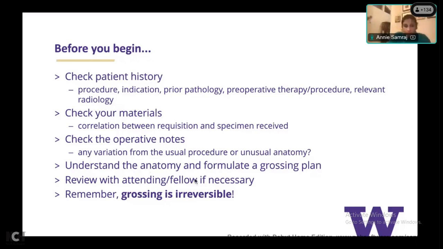It's important to understand the anatomy before even touching the specimen, and to formulate a grossing plan. Always check with the consultant or fellow if necessary. There are a lot of things in pathology where we can go back and make changes, but grossing is the one thing that is irreversible. So before we make our first cut, it's important to have a plan.